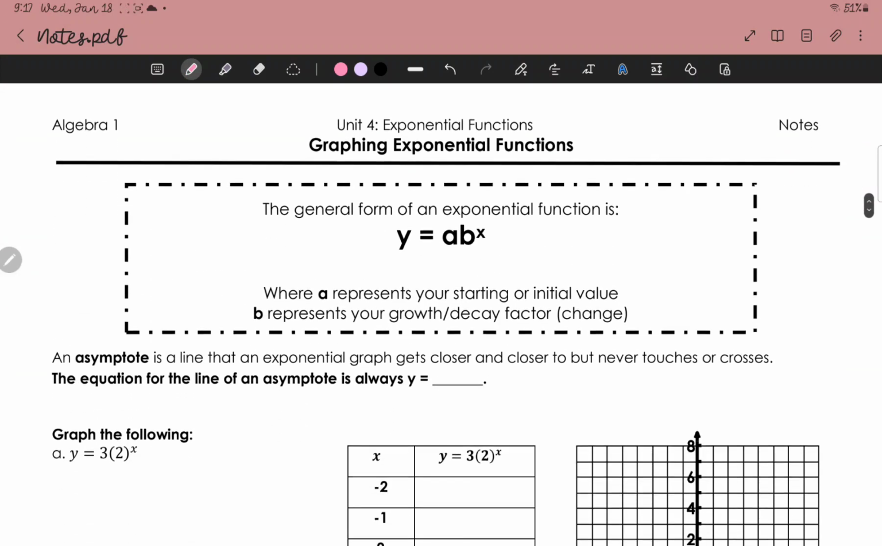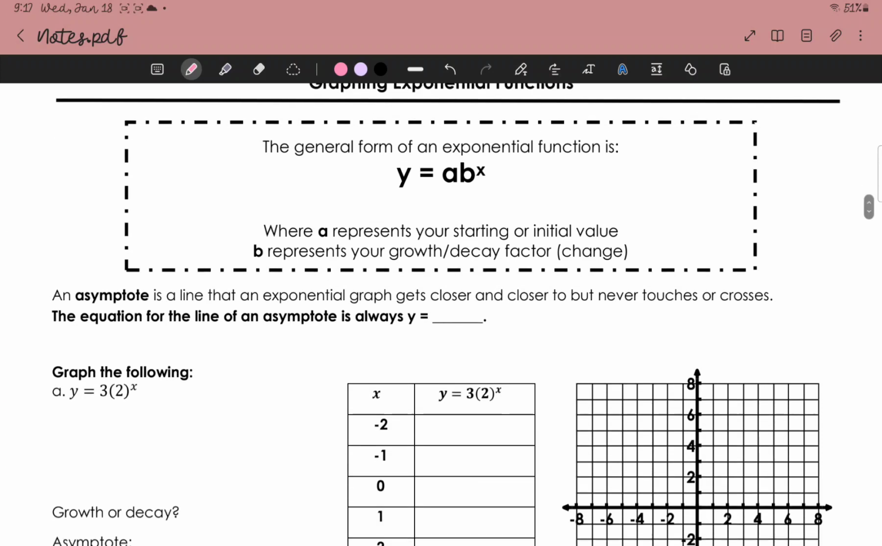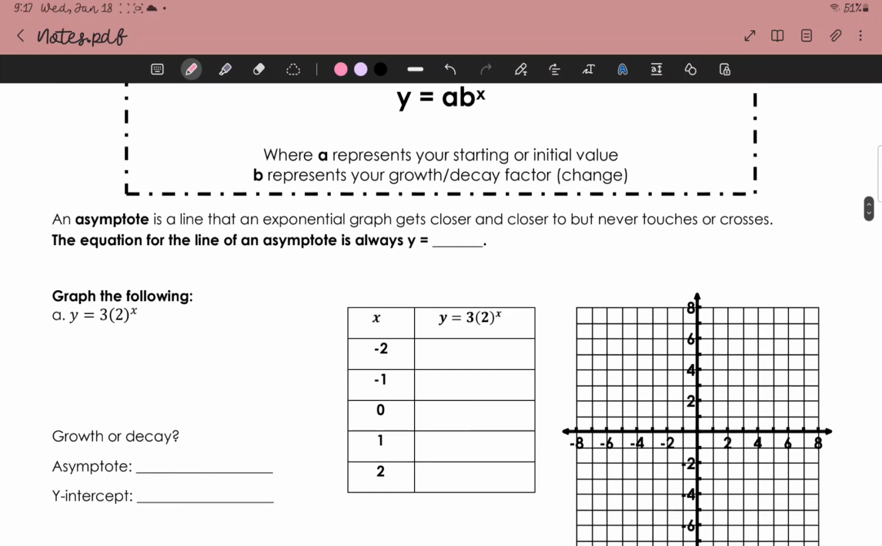Alright, next up is graphing exponential functions. The general form of an exponential function is y equals a times b to the x. Again, this is just a reminder up there. An asymptote is a line that an exponential graph gets closer and closer to, but it never actually touches it. The equation for the line of an asymptote is always y equals 0. Okay, and it's going to be y equals 0 for us in IM1, because we're not going to be doing anything fancy with these exponential functions. We're just kind of introducing them.